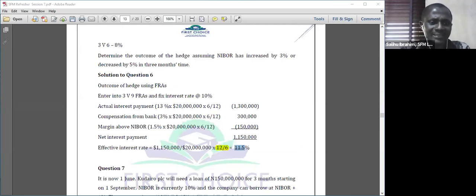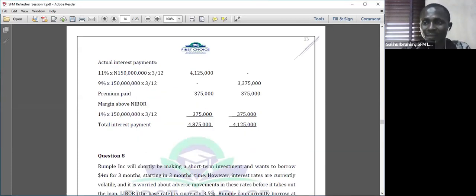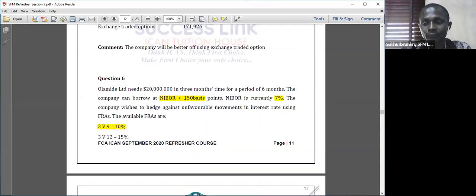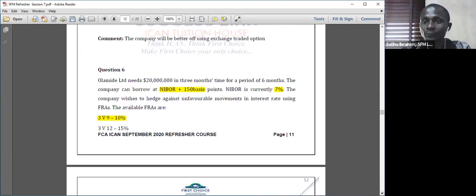Okay, so that is forward rate agreement. Forward rate agreement is just like gambling. It means you are gambling.